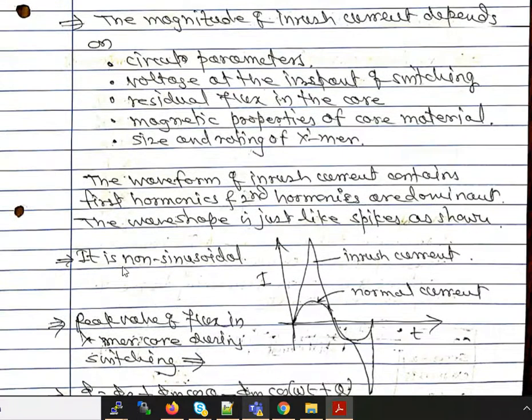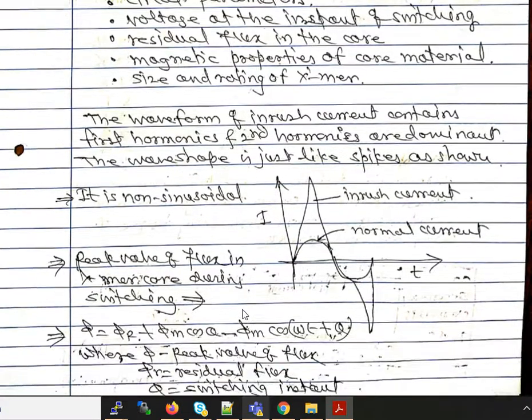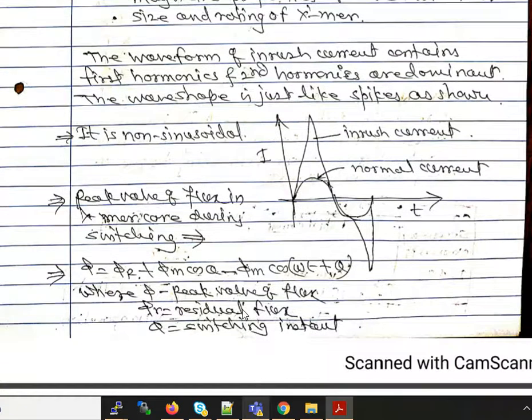Now the inrush current, this magnetizing component, has a waveform. It is non-sinusoidal and it has spikes as shown, and this is for the normal current. The peak value of the flux in the transformer core during switching is equal to phi r plus phi m cos theta minus phi m cos(omega t plus theta), where phi m is the peak value of the flux, phi r is the resultant residual flux, and theta is the switching instant.